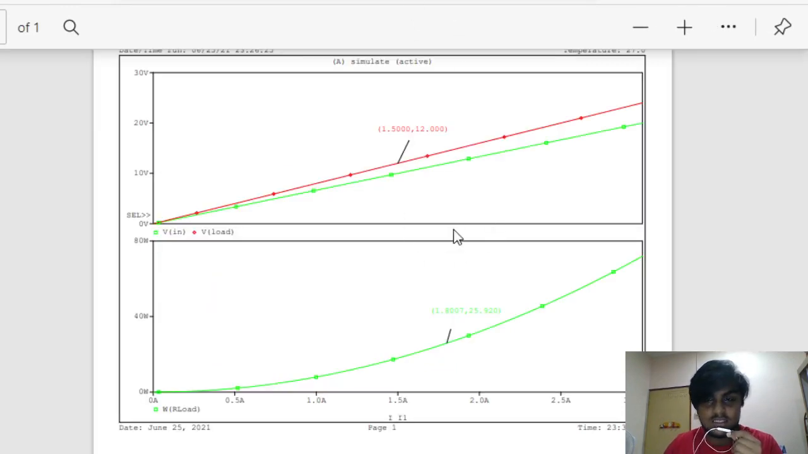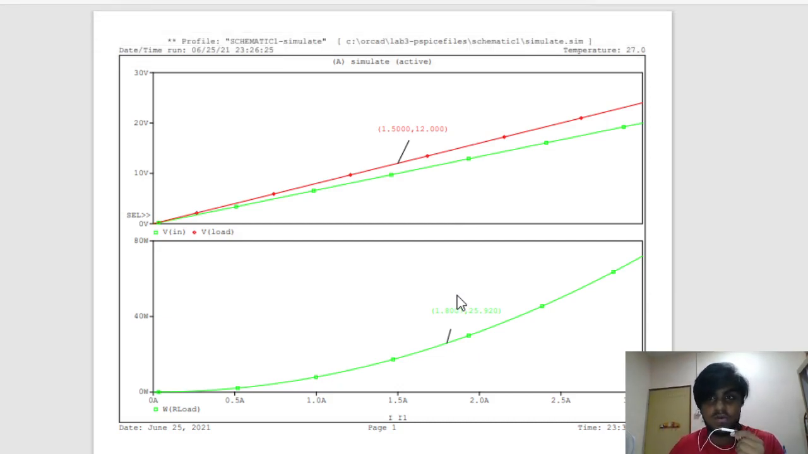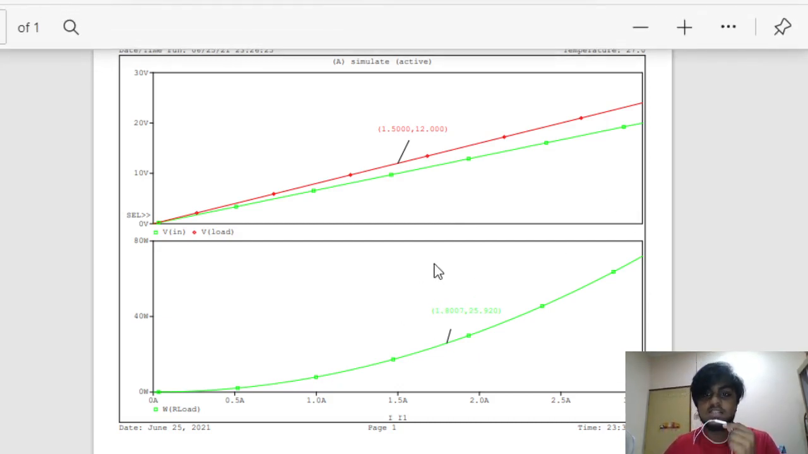Now let's get on to the results part. So these are the results we would get if we simulate. First of all, let's look at the second graph first. The second graph is to find the power delivered at 1.8 ampere. That 1.8 ampere will be approximately here, and the value here is 25.920. This is the value we would get if we simulate it in our software.